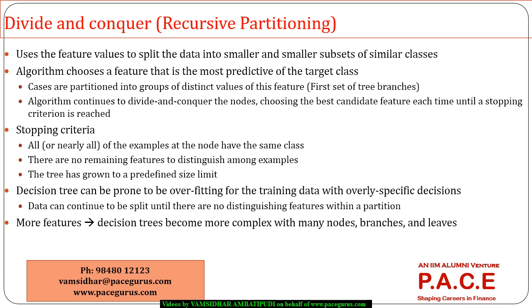Decision trees use a mechanism called divide and conquer, otherwise called recursive partitioning, where the data is typically split into smaller and smaller subsets. The intention is to split the data in such a way that each subset is more and more similar in many aspects. So we are trying to split the whole data into smaller and smaller subsets, and each subset is more or less similar in behavior.